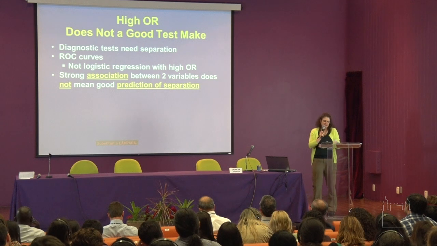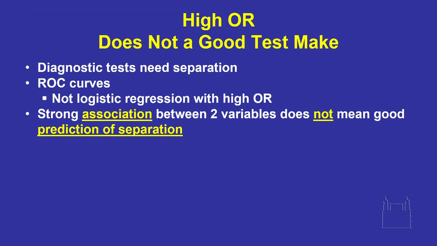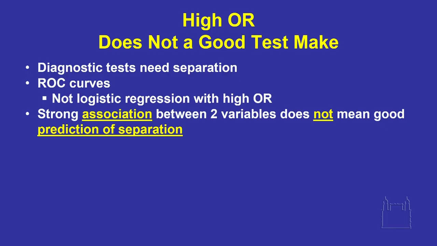Another little element that I see mistakes on is people think that they see a strong association between variables, they see a very high odds ratio, and that they have a good diagnostic test. They have a good predictor of being in a group, and that is wrong. You need separation, folks. I can have very strong association and not be able to differentiate between groups. So you need to start looking at things like ROC, or receiver operating characteristic curves, in order to look at separation and the ability to test.